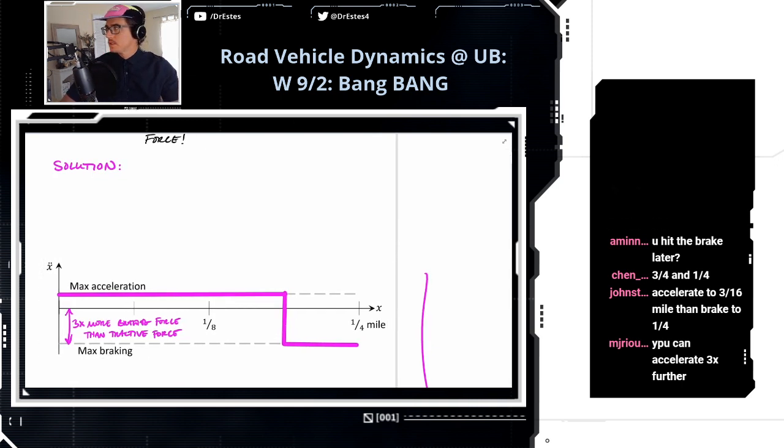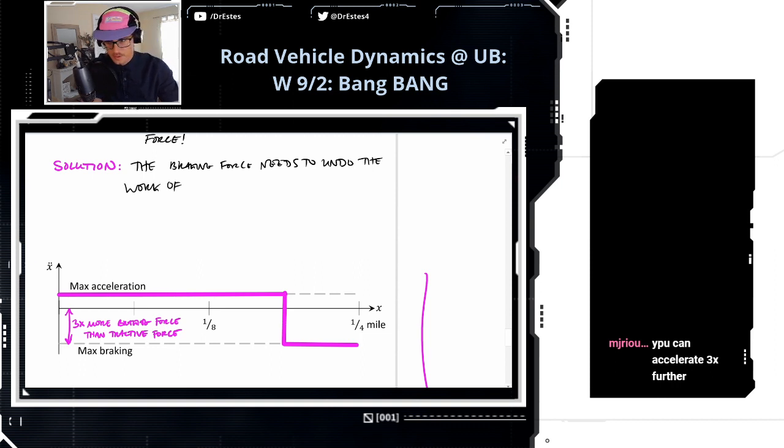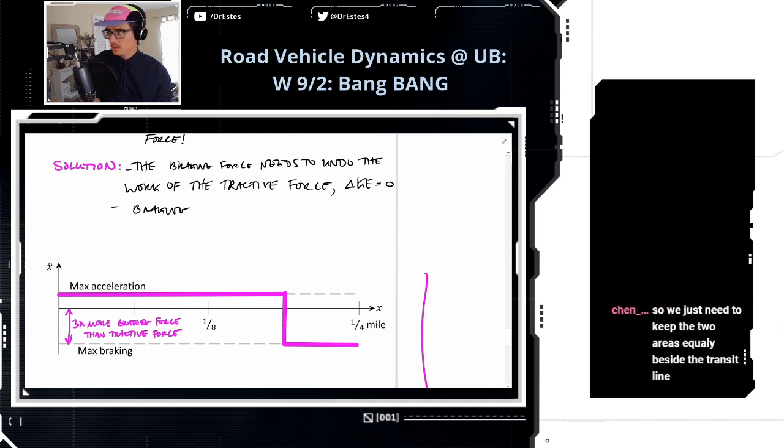Does that make sense? So the way I look at it, the braking force needs to undo the work of the tractive force. We know that for the change in kinetic energy to be zero. So braking, because it's three times stronger, we just need to keep the two areas equal. Oh, Chin, that's a very good way of looking at this. That's exactly right. You can make this area equal to this.